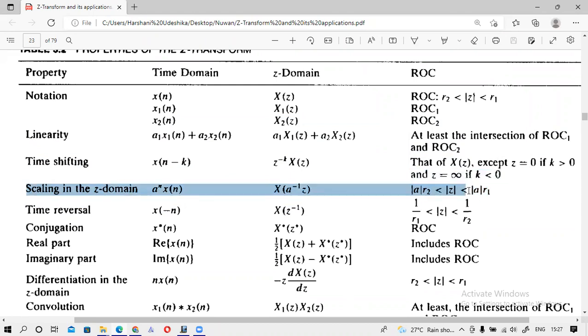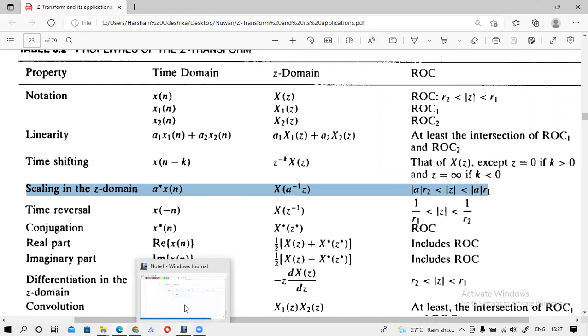Now we are discussing this property. It is also referred to as the multiplication property, multiplication by z naught to the n, the complex scale property. It also introduces a scaling in the Z domain. We will see what that is.